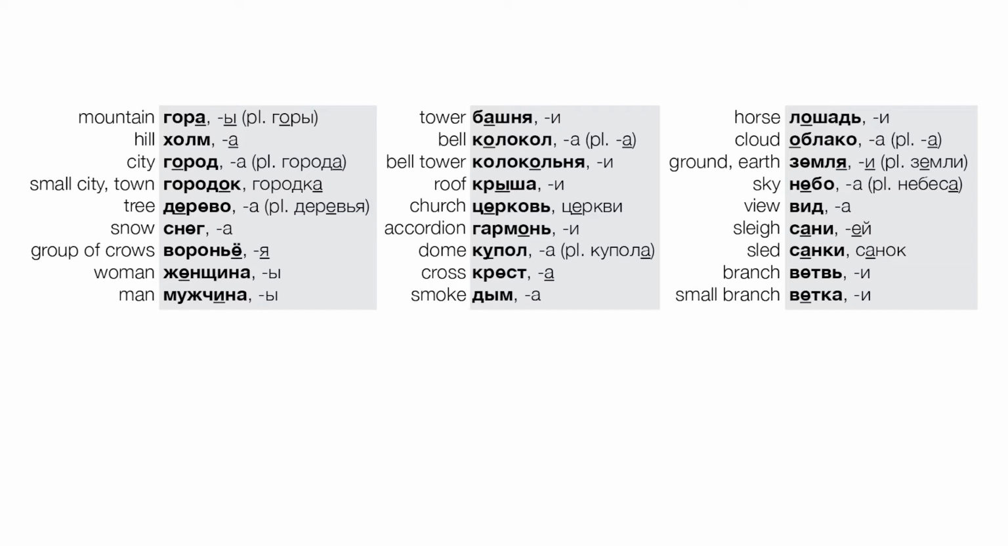Bashnya, that's a soft feminine, tower. Kolokol, hard masculine, a regular plural, kalakala, right? So the plural is kalakala and not kolokoli or something, as you might guess. Kolokolnya, soft feminine. Krisha, hard feminine. Tserkov, that's an E noun, right?